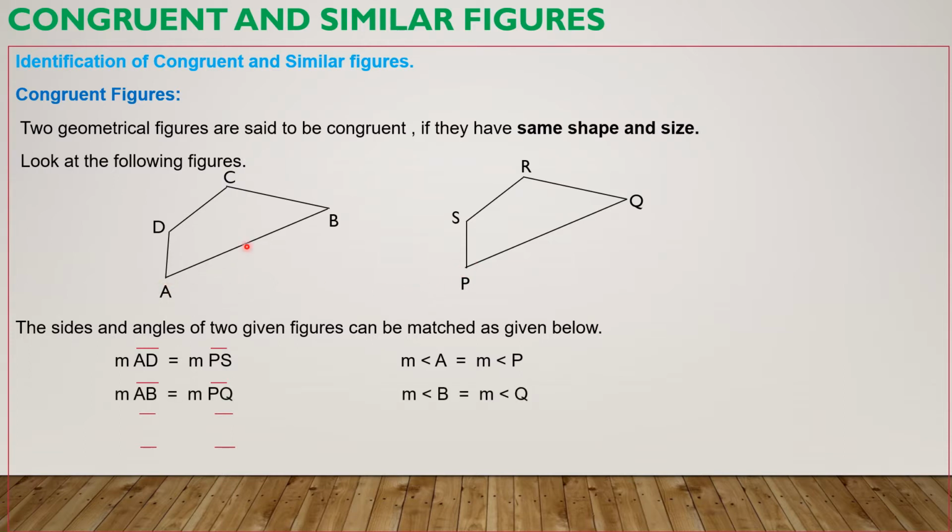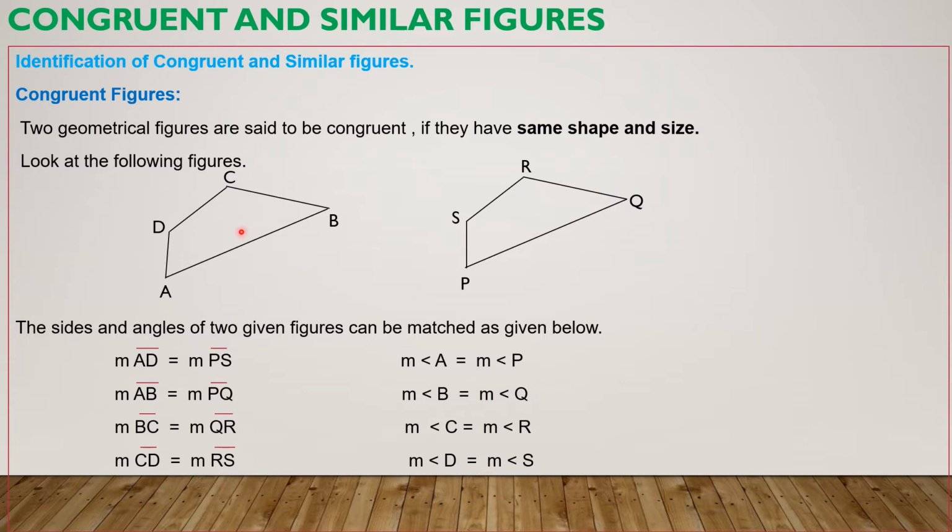Now let's talk about the second side, that is AB. AB is equal to PQ. Similarly, the angle at point B and the angle at point Q will also be equal. Talk about the third side. Side BC will be equal to side RQ and the angles made at C and R will also be equal. Talk about the fourth side. CD is equal to RS. Similarly, angles D and S are equal.